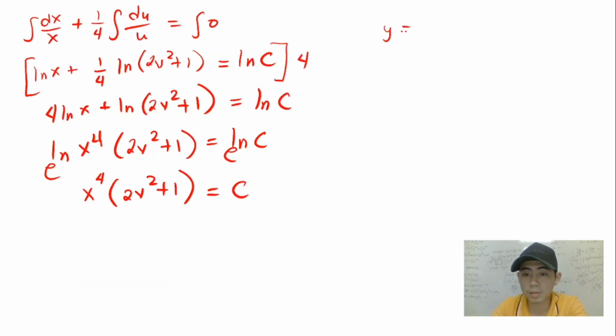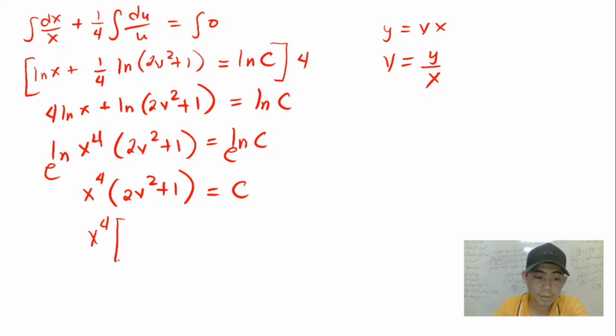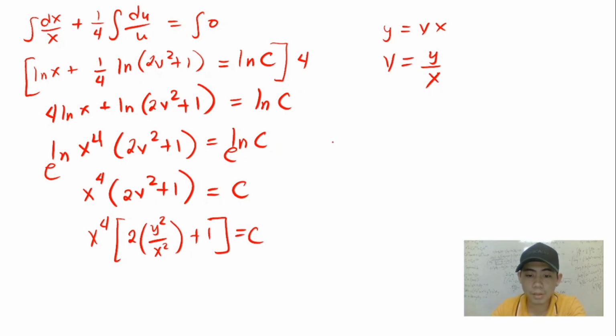So, if y is equal to vx, therefore v is equal to y over x. Okay, mga lods? So, substitute natin siya. So, x raised to 4 times 2y squared over x squared plus 1 is equal to c. Okay? Therefore, the final answer is x raised to 4 times 2y squared over x squared plus 1 is equal to c.